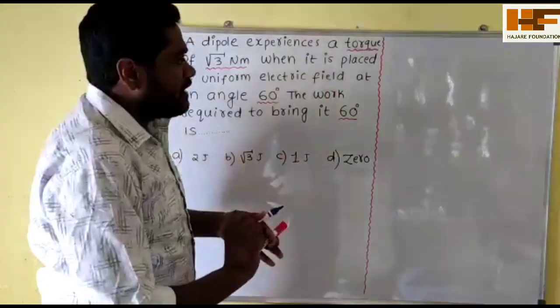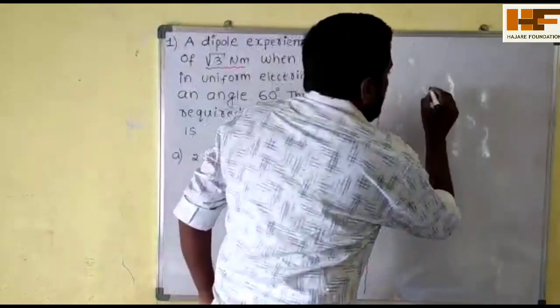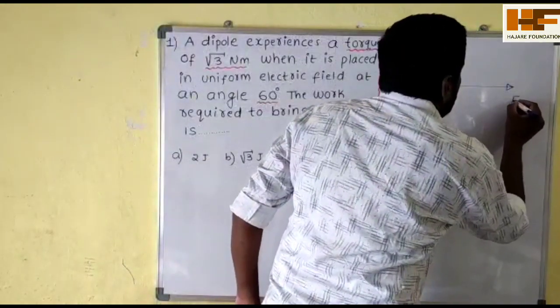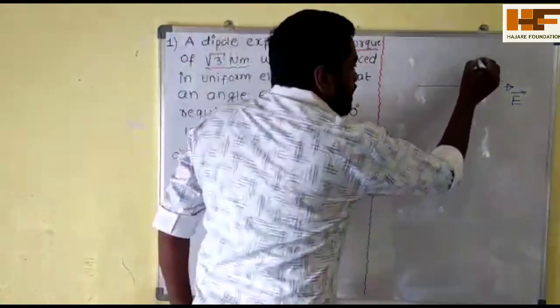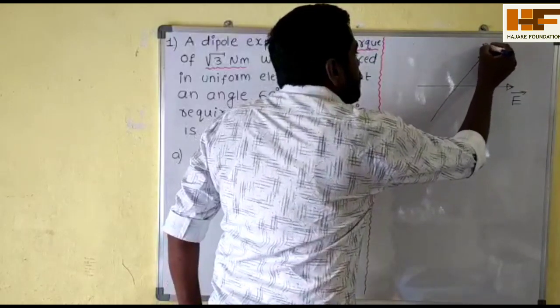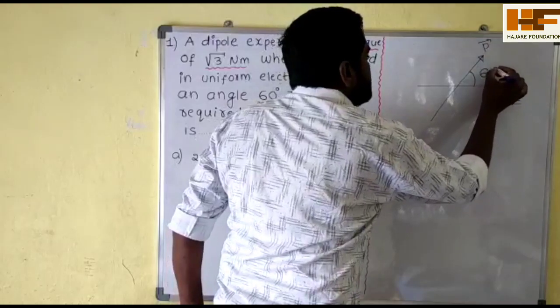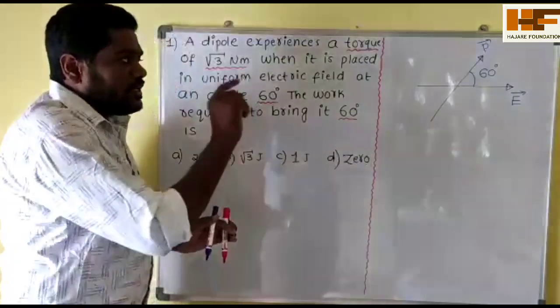Correct? First of all, let us draw the diagram of the dipole. Imagine this is the electric field, E bar. This is the dipole, with dipole moment P bar, and the angle they have given between them is 60 degrees. So that is the diagram for us.